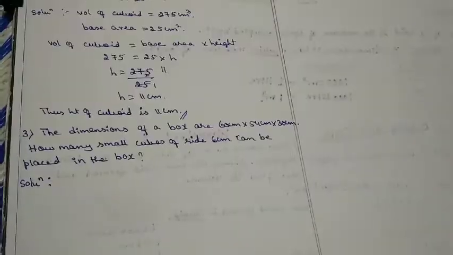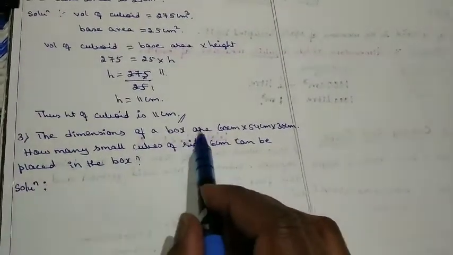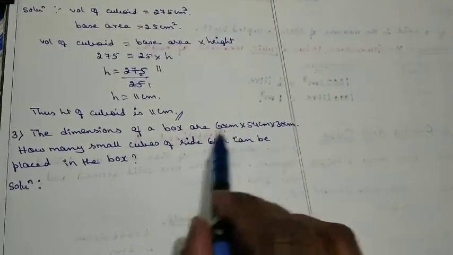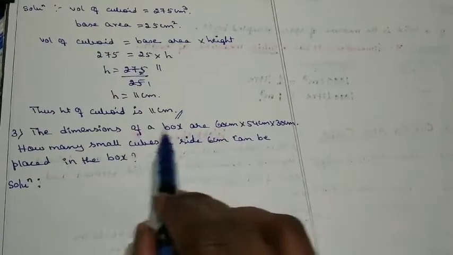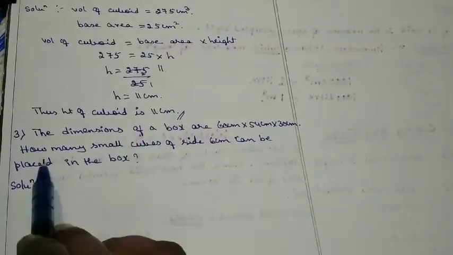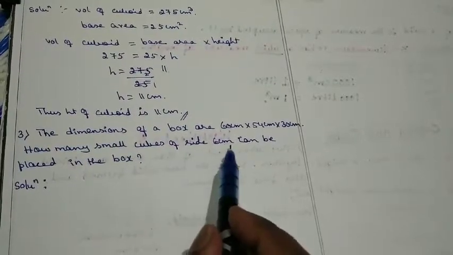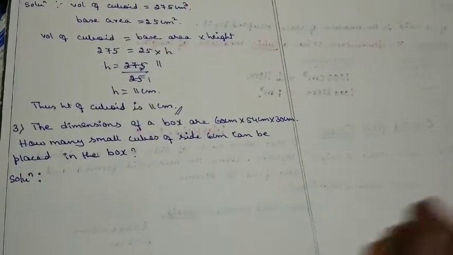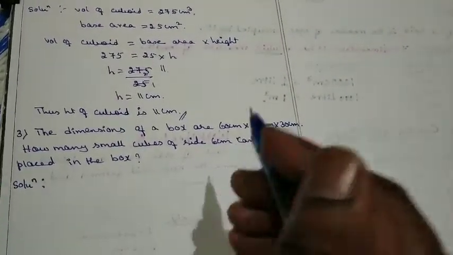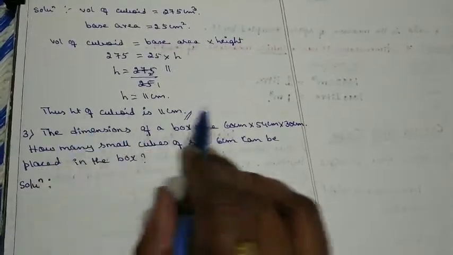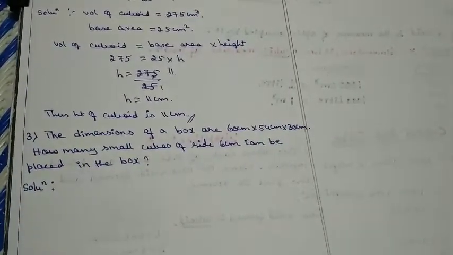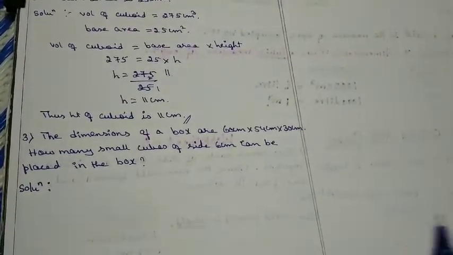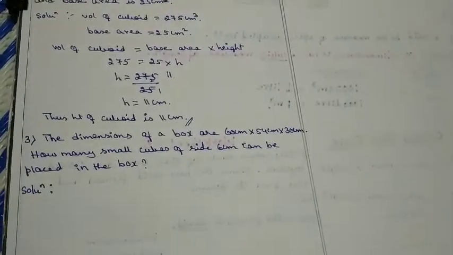Let us move to the third question. The dimensions of a box are 60 centimeter, 54 centimeter and 30 centimeter. So here the dimensions are 3 different, therefore the box is in the form of a cuboid. How many small cubes of side 6 centimeter can be placed in the box? Means he is going to place the small cubes inside the box, that is inside the cuboid. Therefore this is the concept of volume, not the surface area. He is placing the small boxes in the cuboid. Means filling of something in the box is nothing but the volume concept.